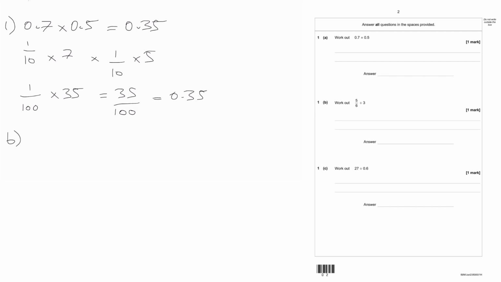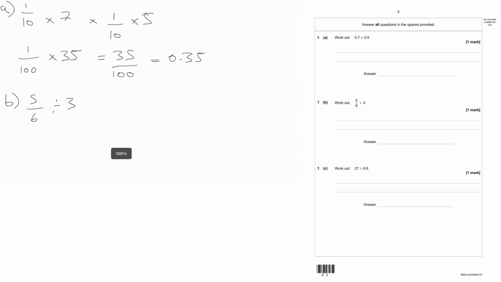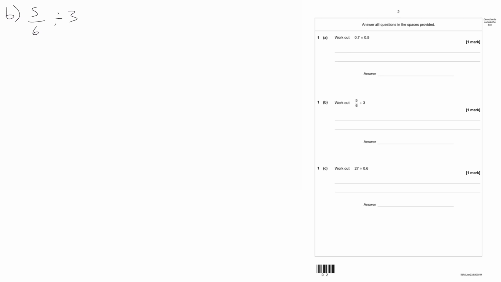For part B, I should call that part A. For part B, we have working out 5 over 6 divided by 3. Let me just move that up. So, using some rules we know about multiplying and dividing fractions, this is equivalent to 5 over 6 times 1 over 3. So, after the divide sign, we can just flip whatever's there and then change the sign to a multiplication. So this becomes a lot easier. So this is just 5 times 1 over 6 times 3, which is 5 over 18.